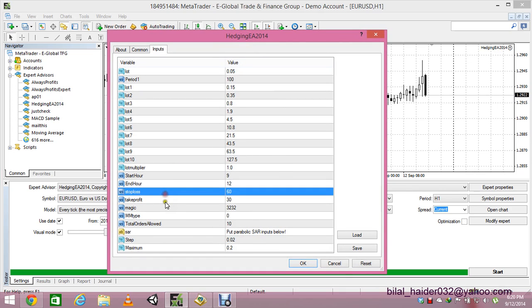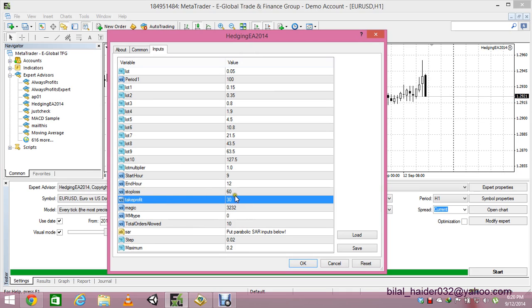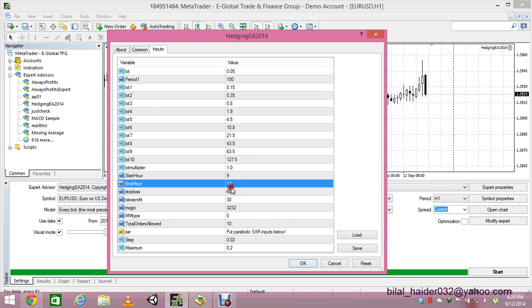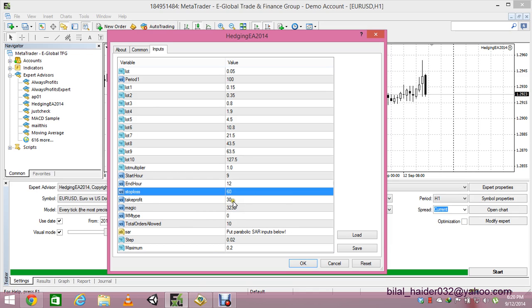So stop loss and take profit values, you can set these numbers with a 1:2 ratio. If your take profit is 30, your stop loss must be 60. If it's 40, then stop loss must be 80, and so on. The magic number is not important.